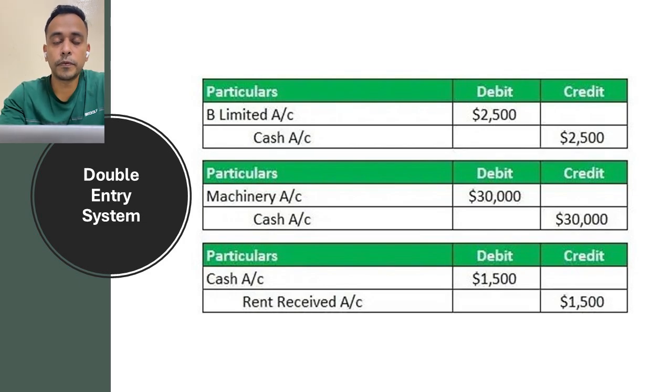You can see the example from our slides. If we bought machinery, machinery account is debit and cash is credit. If we receive the rent by cash, we make the entry cash account debit to rental income.